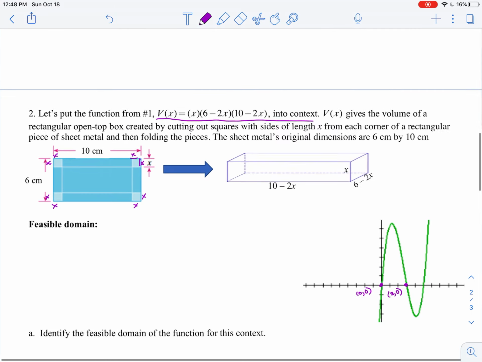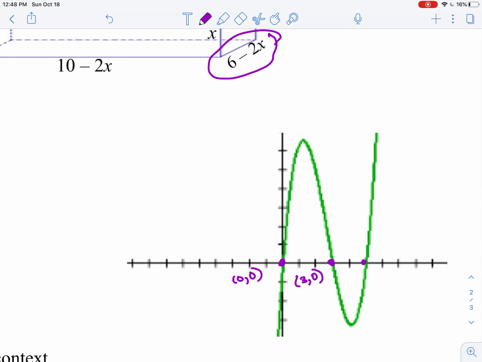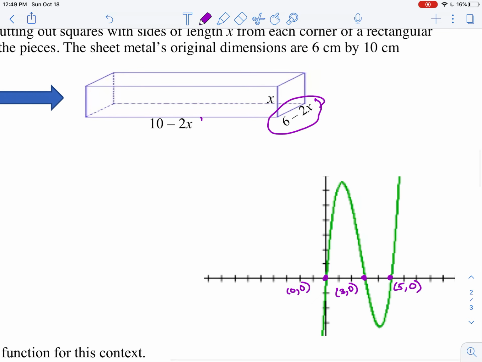And again, that makes sense because if I remove 3 centimeters, I get 6 minus 6, I get no width here, right? I don't have enough length. I've removed 3 centimeters from one side and 3 from the other. I have nothing left. Okay, and then same thing over here. If I remove 5 centimeters, I have a volume of 0. And again, that makes sense from right here, because if I remove 5 centimeters, I'm going to get a length of 0 here.